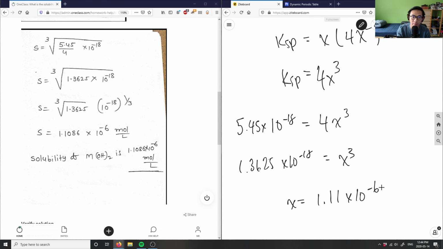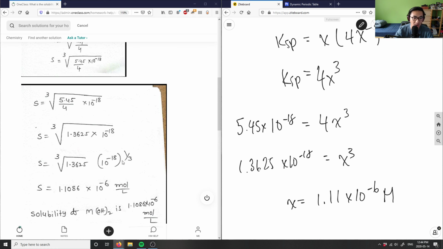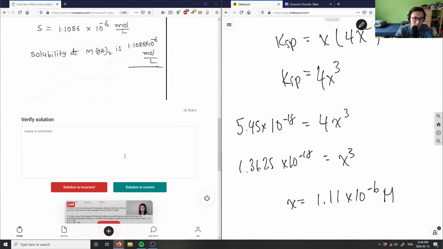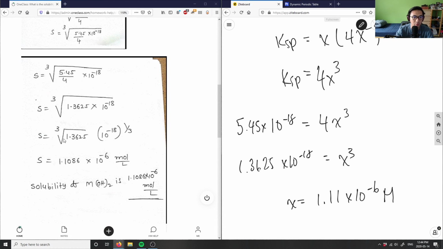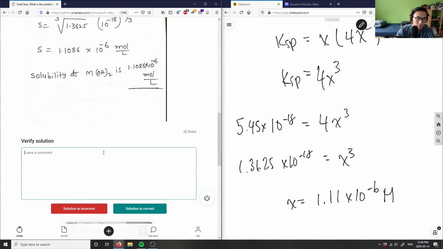I wrote 1.11 just to round it off to the nearest 100th place. So this solution here is correct. Again, they did the cube root and whatnot. I simply just used my calculator here, so it doesn't really matter. Usually you're given the calculator, so you don't have to do this tedious step here. It's not impossible to do by hand, but very, very tedious. So the solution is correct. Great analysis.